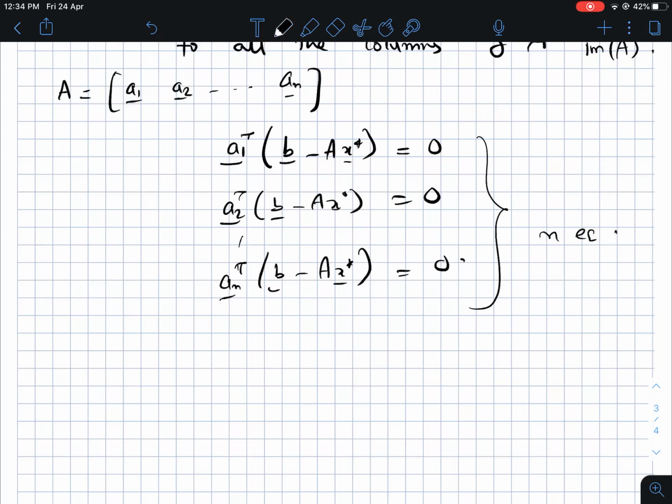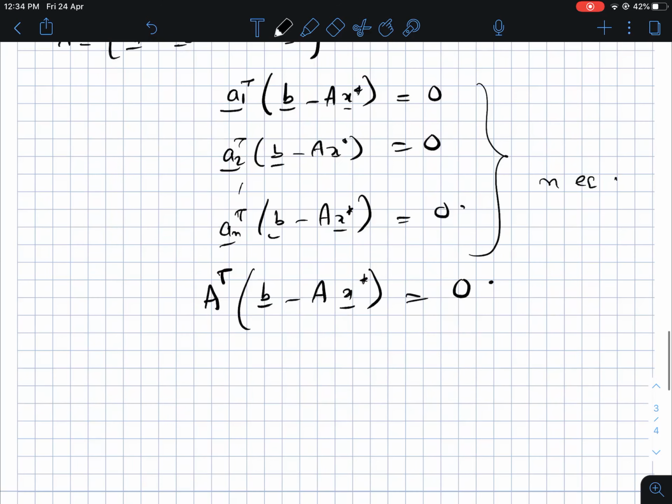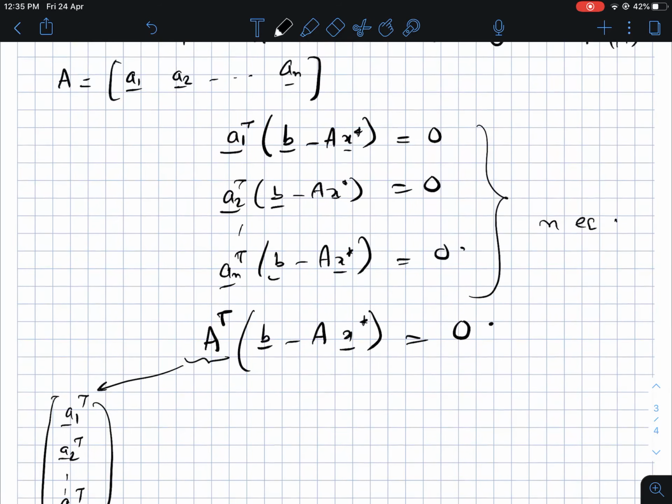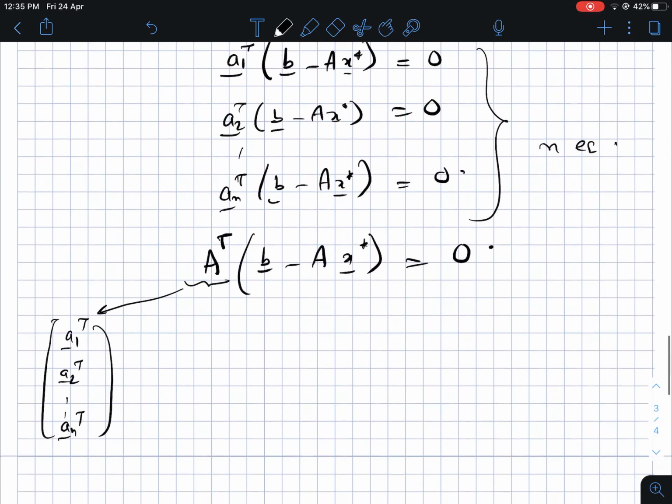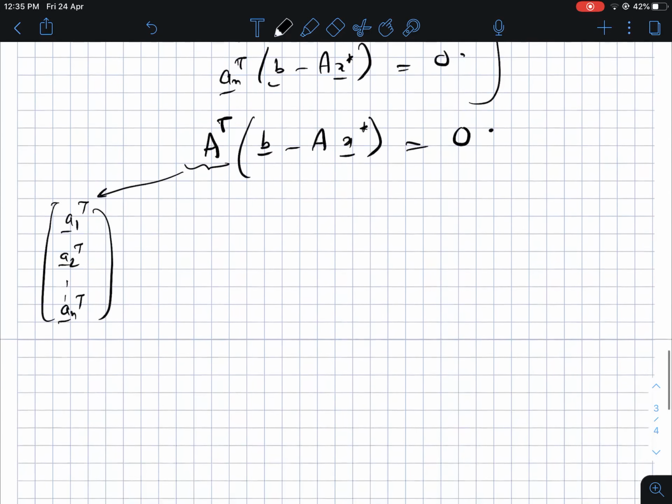This set of n equations can be written very succinctly as A transpose times (B minus AX star) equal to 0. Okay, because this matrix A transpose itself is going to be like this, right? A1 transpose, A2 transpose, so on up to AN transpose. That's what this matrix A transpose is. It's a matrix with rows as the corresponding columns of A. Correct? Right. So this is what you will write it as.